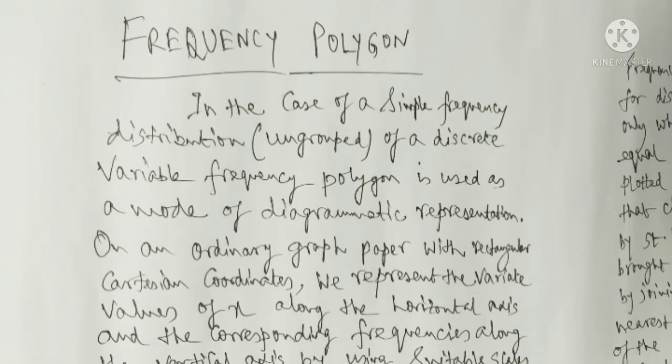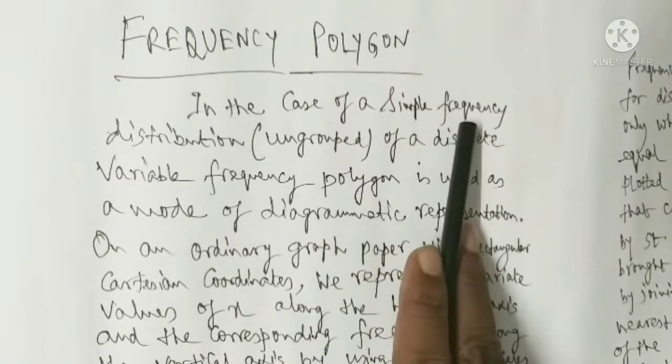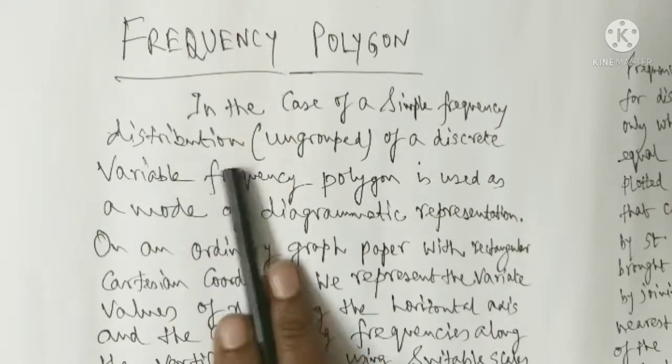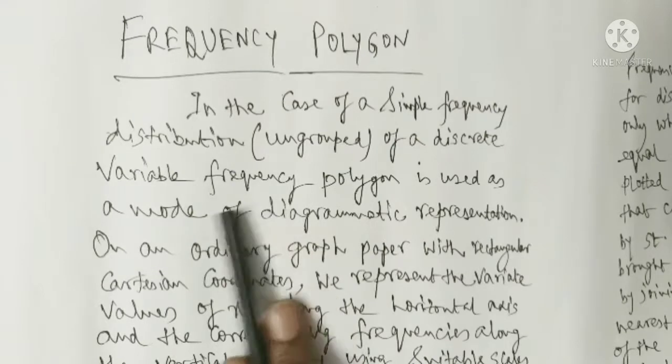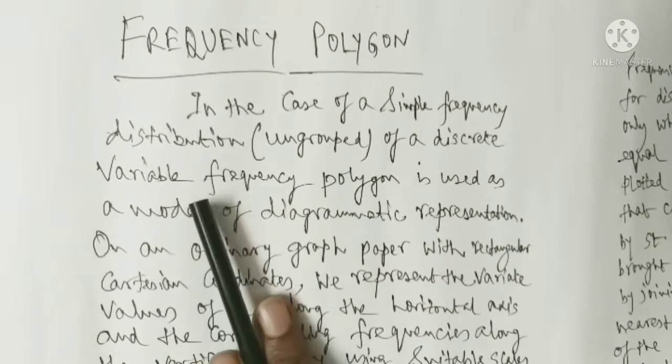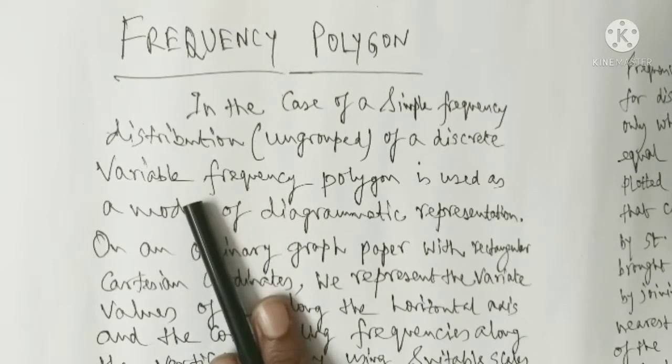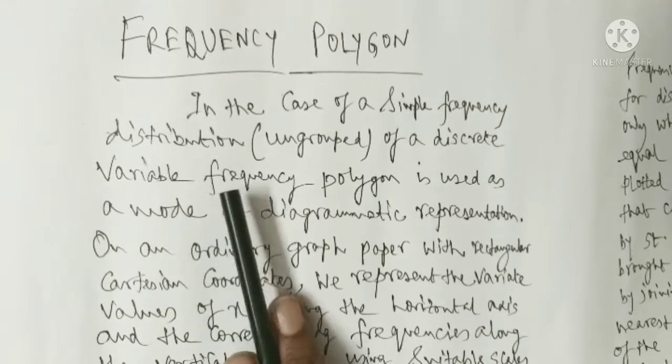In the past video, we discussed frequency distribution. In today's video, we will discuss frequency polygon. Frequency polygon concept is an important concept. In the case of a simple frequency distribution, that is ungrouped data of a discrete variable. Discrete variable means just like 1, 2, 3 in this way.